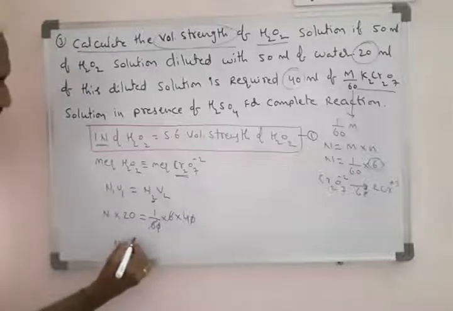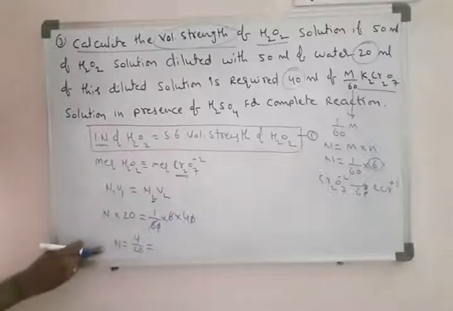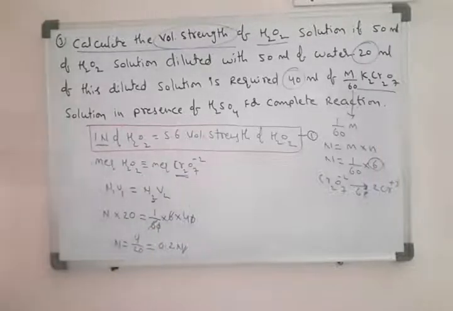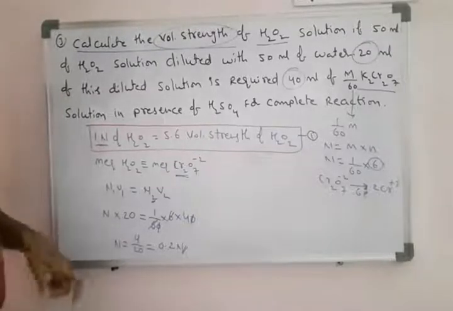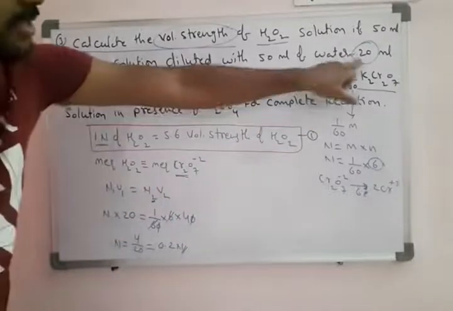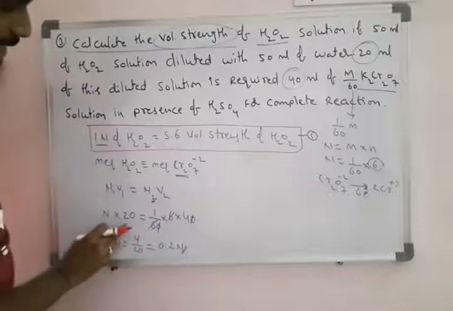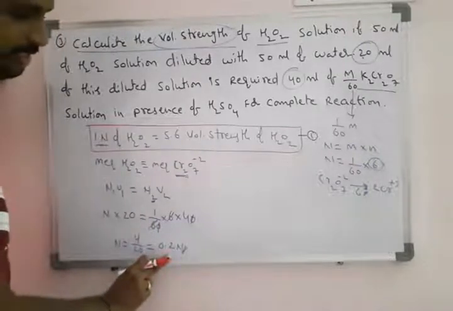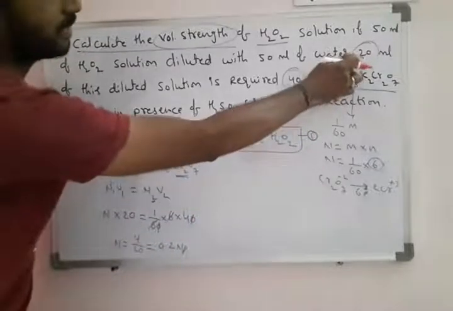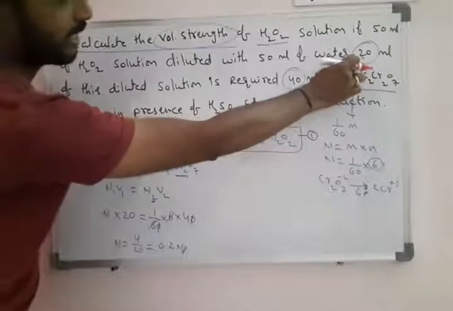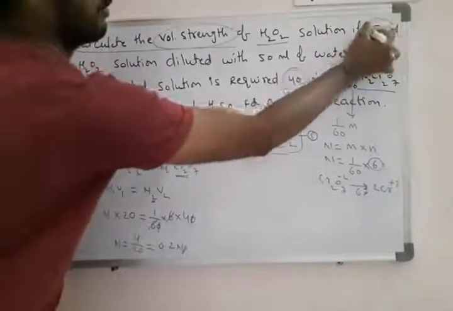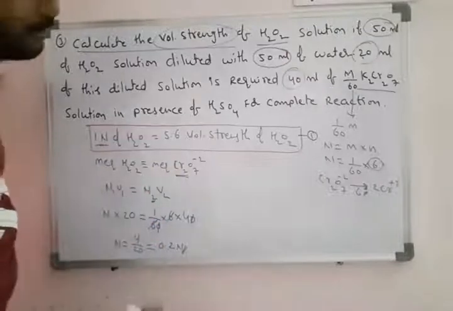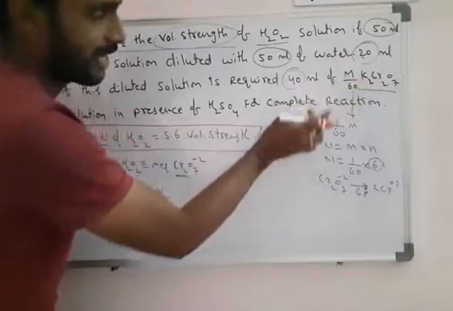So it is not the final answer. This is just the normality of this 20 milliliter solution which takes part in the reaction. The 20 milliliter of hydrogen peroxide of normality 0.2 is taken from the sample solution. This 20 milliliter is obtained from the 50 milliliter of this solution and 50 milliliter of water, a total of 100 milliliter of solution, and they took only 20 milliliter for the reaction.